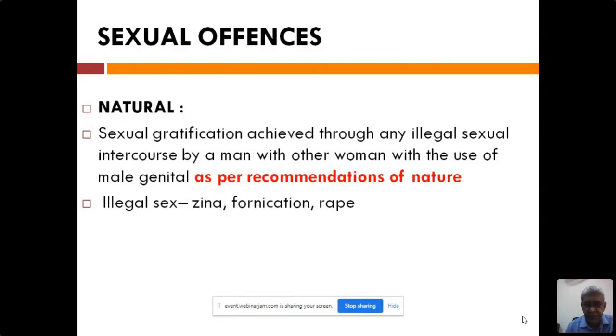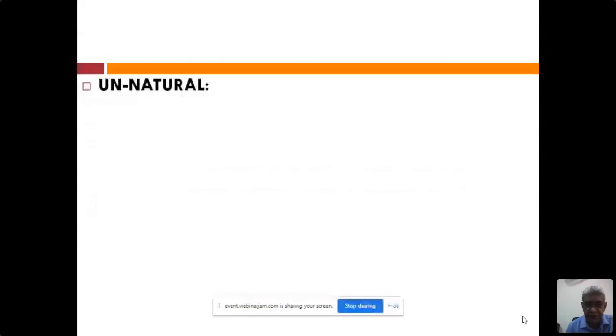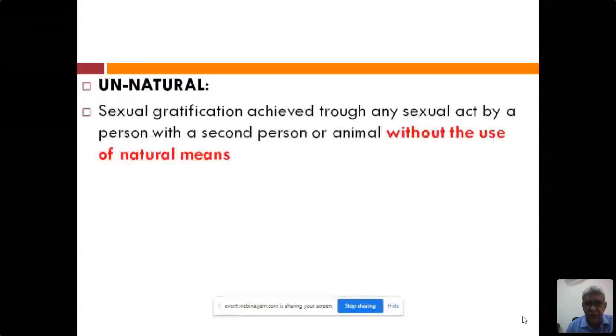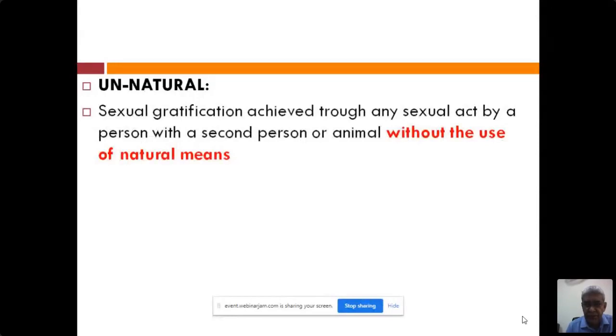The other category is the unnatural one, which does not use the natural opening of the female genital tract for intercourse, but another way like the anal canal or the oral cavity, which is not the recommendation of nature. This is said to be sexual gratification achieved through any sexual activity by a person with a second person or an animal without the use of the natural means.